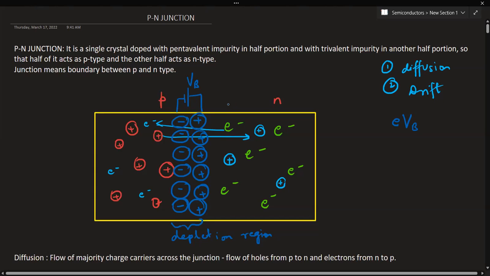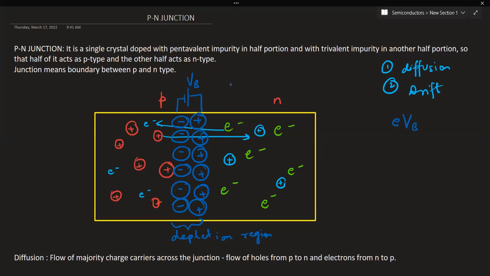All the phenomena that we have studied in current electricity and electrostatics will be used over here. This diffusion of majority charge carriers across the junction gives rise to an electric current from P to N side, and this is called the diffusion current. Is this clear, how the barrier potential is set up? What is meant by PN junction? What is the depletion region?